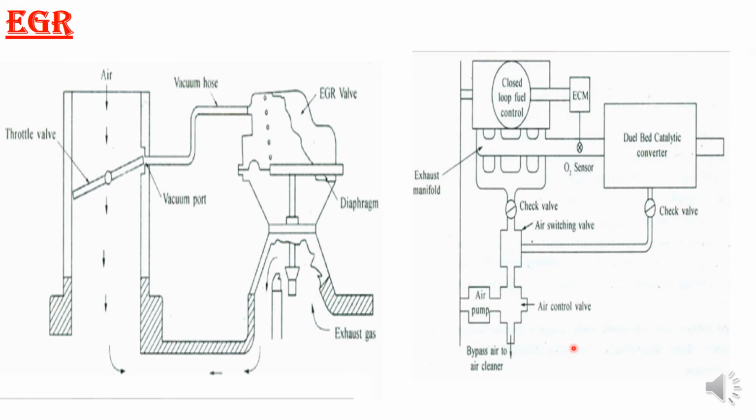So this is the simplest EGR system shown in the figure. It consists of a passage which connects the exhaust to the intake. This passage will be connected through the EGR valve. One valve is provided, the EGR valve. We can see over here also: this is the O2 sensor, dual bed catalytic converter, exhaust will be there, check valve will be there. So it will come over here. So electronic control, exhaust valve. Again air intake manifold, exhaust will be there.